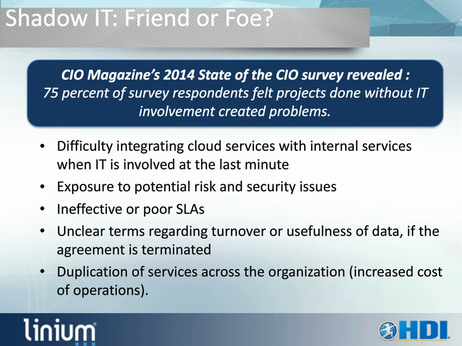So let's start with this quote from CIO Magazine: 70% of the people feel projects done without IT create problems, yet shadow IT is a prime example of projects being done without IT. So here are some of the reasons, in the bullet points, that IT needs to be involved in all IT solutions, including those purchased or hosted externally. They amount to integration, security, data, service and support, and duplication of effort.